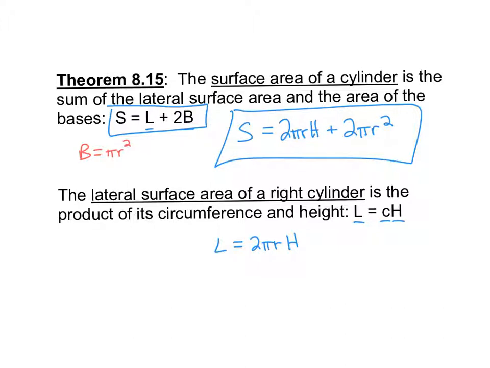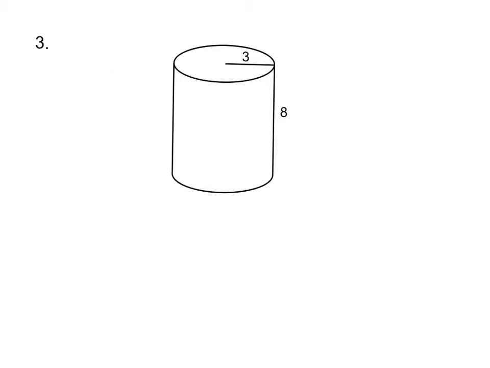So let's look at an example. So I've got a circular cylinder, and I'm going to look at the area of the lateral surface. Now remember, that's going to be the circumference times the height. So the circumference is 2 times pi times 3, and the height is 8. So the lateral surface area turns out to be 48 times pi.